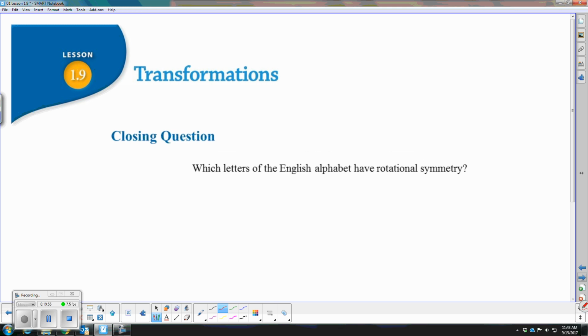And then just to get you thinking, and you can jot these letters down as well, which letters in the English alphabet have rotational symmetry?